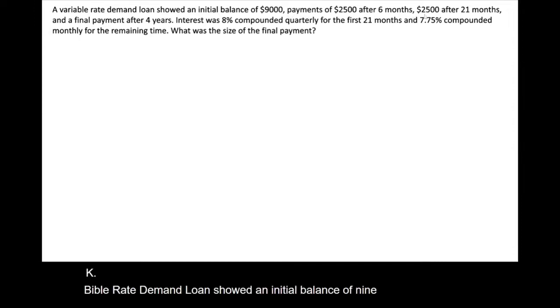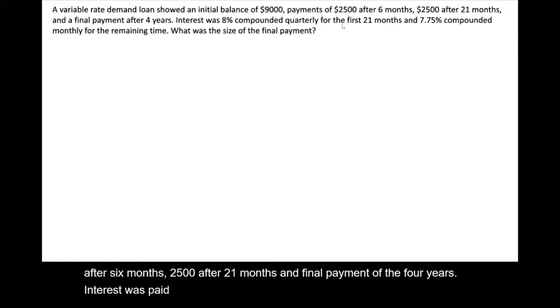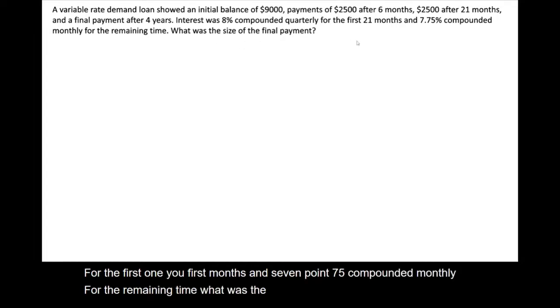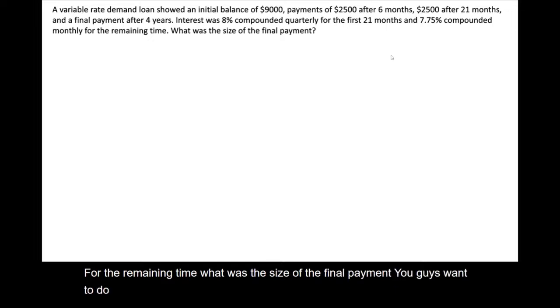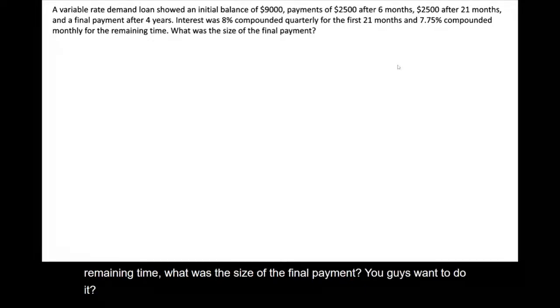Okay. A variable rate demand loan showed an initial balance of 9,000, payments of 2,500 after 6 months, 2,500 after 21 months, and final payment after 4 years. Interest was 8% compounded quarterly for the first 21 months and 7.75% compounded monthly for the remaining time. What was the size of the final payment? You guys want to do it? Sure, let's take 3 minutes. At least you will start something.